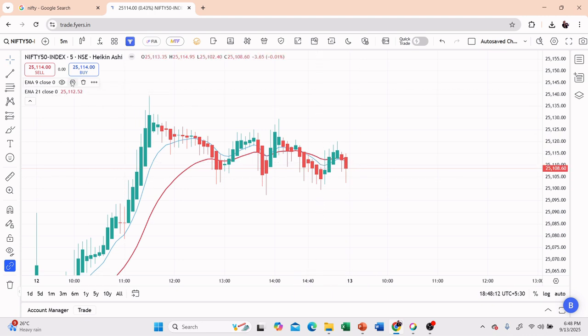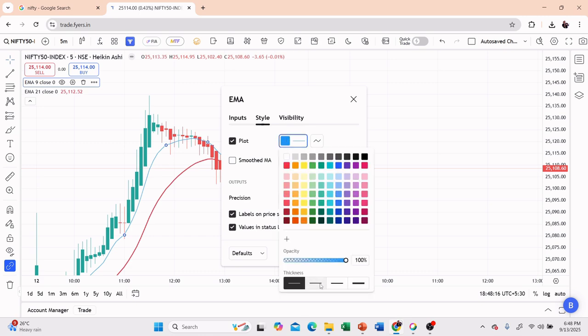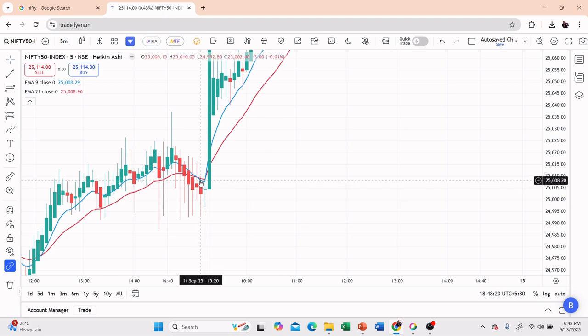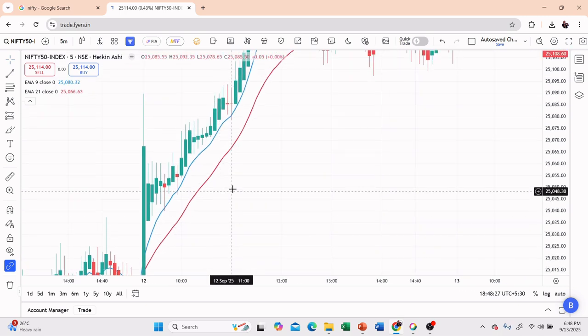Now let me change the visibility of the fast moving line as well. The only thing I'm going to change is just the thickness of this. Okay, now what you see here is the fast moving line, which is the blue line, is crossing the red moving line. Fine. Now what do you do? You wait for the confirmation.